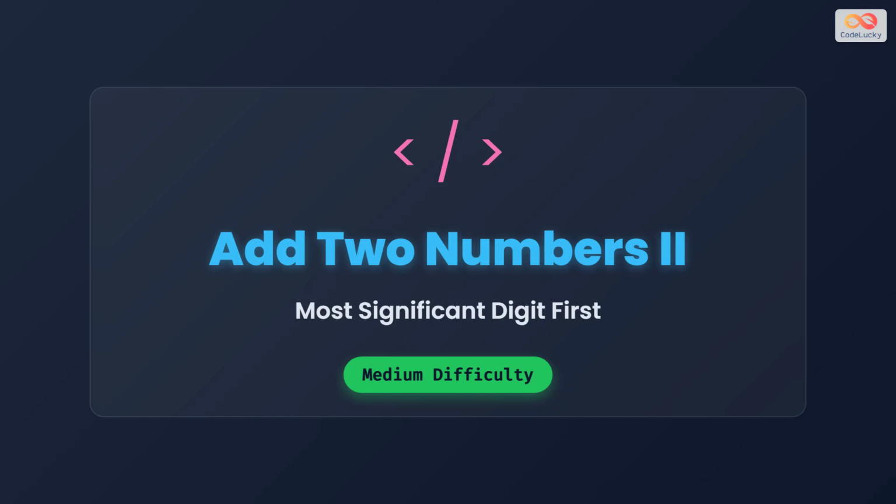Welcome back. Today we are tackling the problem, add two numbers two. This is a common coding interview question that tests your understanding of linked lists and data structure manipulation. It is often classified as a medium difficulty problem.